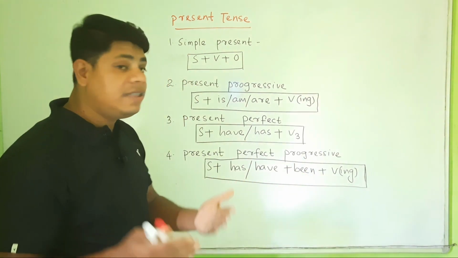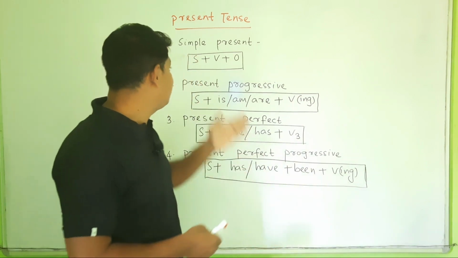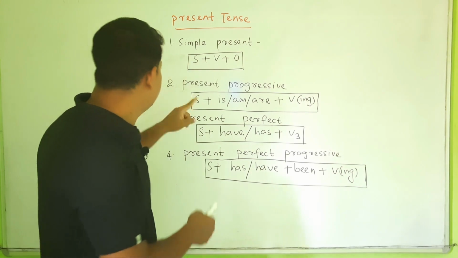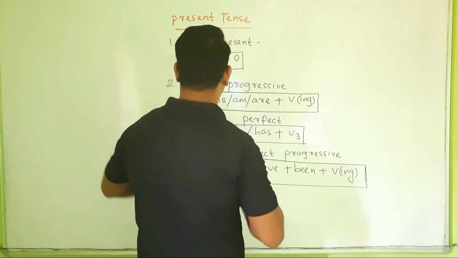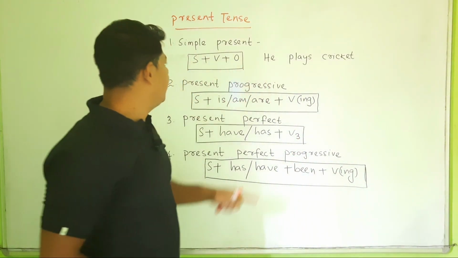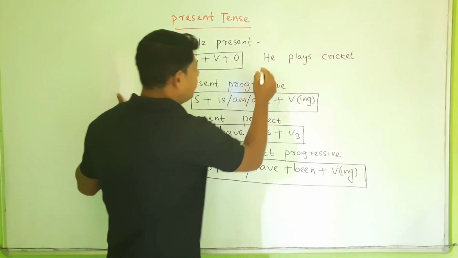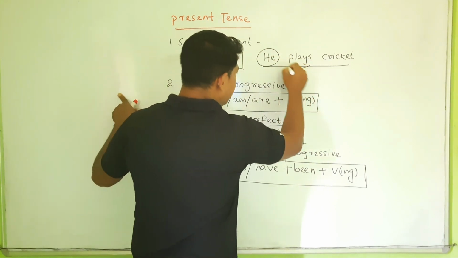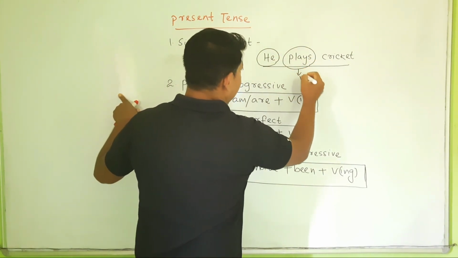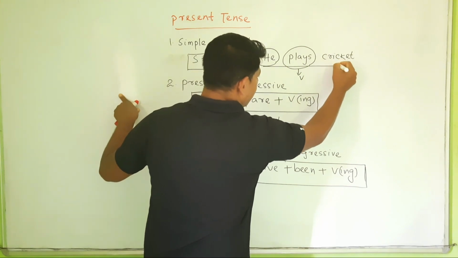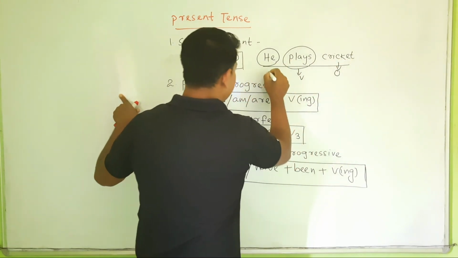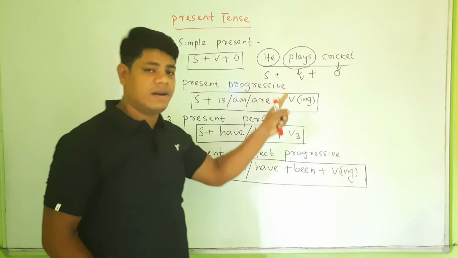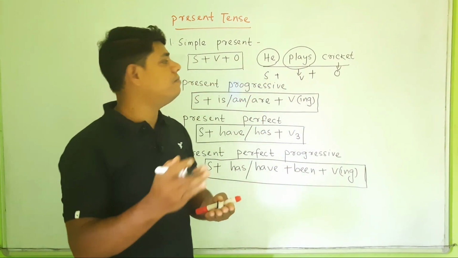So I shall give you examples of each and every sentence of this present tense. Let's see the first, present simple or simple present. Here the sentence may be like this. You can see, he plays cricket. From this sentence you can see that he is the subject, plays is the verb, and cricket is the object here. So this simple present sentence is normally written in this format. It is the normal structure of the simple present sentence.